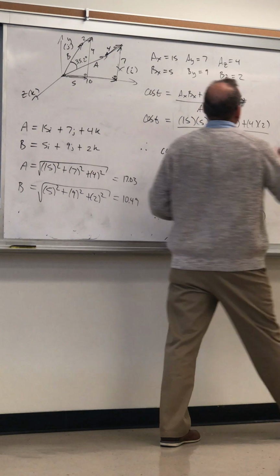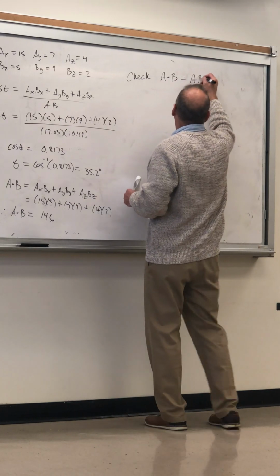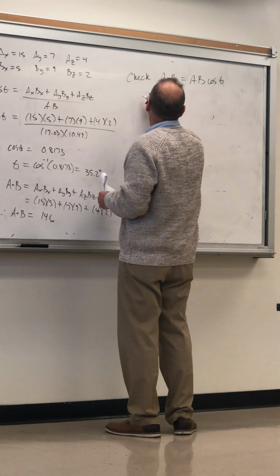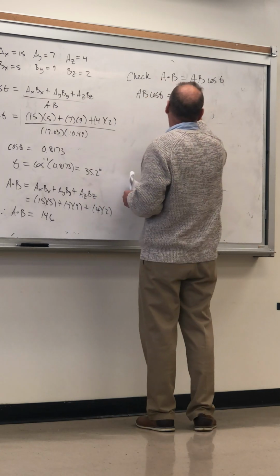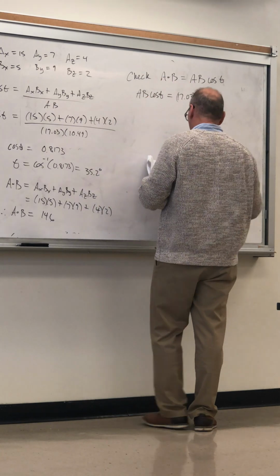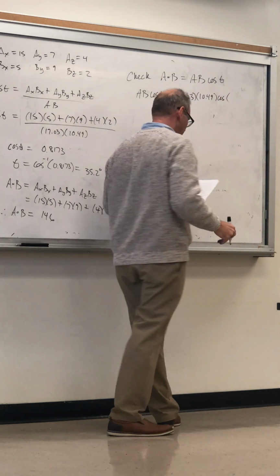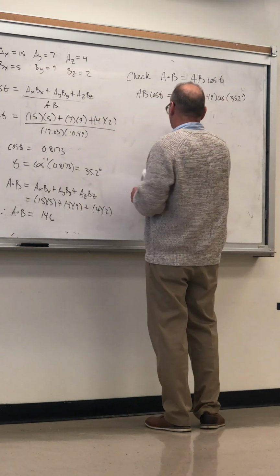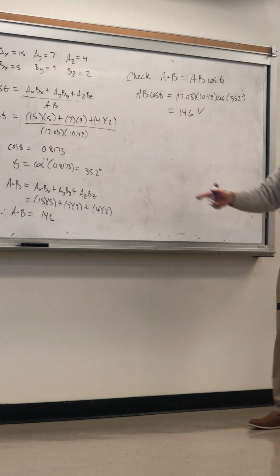And let's check on our angle, make sure it's right. So the magnitude of A times the magnitude of B times the cosine of that angle we calculated, which was 35.2 degrees: 17.03 times 10.4 times cosine 35.2. And from this, we also get 146. So it agrees with the dot product.